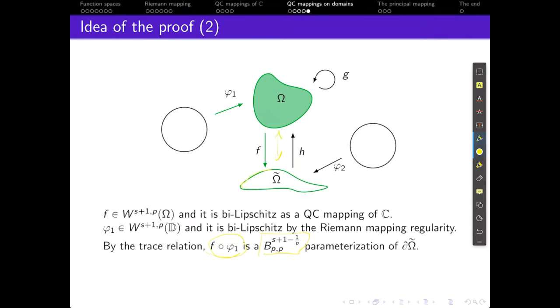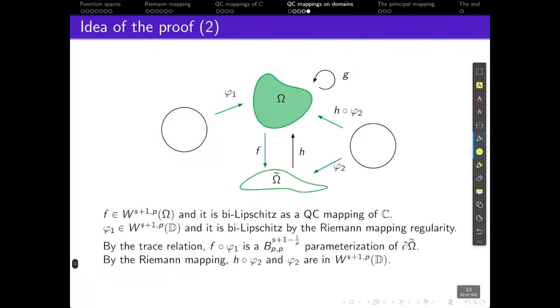This is crucial, because now phi 2 also will have the same regularity. It will be Sobolev by the Riemann mapping result, because it's a Riemann mapping of omega hat, and omega hat is regular. And omega is regular also, so H composed with phi 2, which is also a Riemann mapping, is Sobolev as well. Good. Then everybody is Sobolev, everybody is bi-Lipschitz. We compose everybody, and we get a Sobolev function. And that's all.